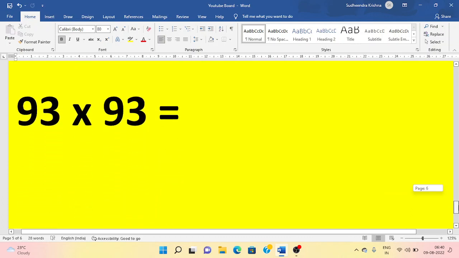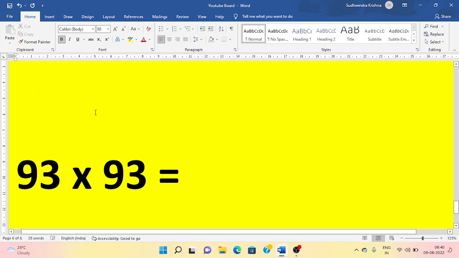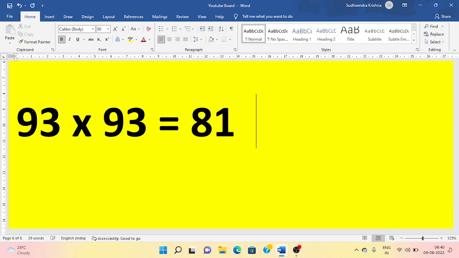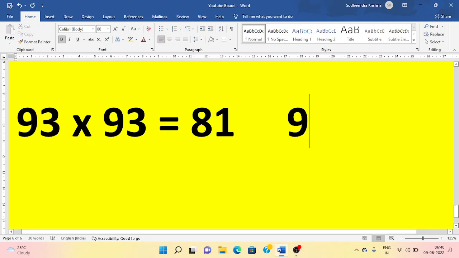It's as simple as this. Now let us take a last example. Let us calculate 93 square. In the number 93, on the left side I have 9 and on the right side I have the digit 3. So first find out the squares of 9 and 3. 9 square is 81. Put space. 3 square is 9. So on the right side I have only a single digit, so no problem.